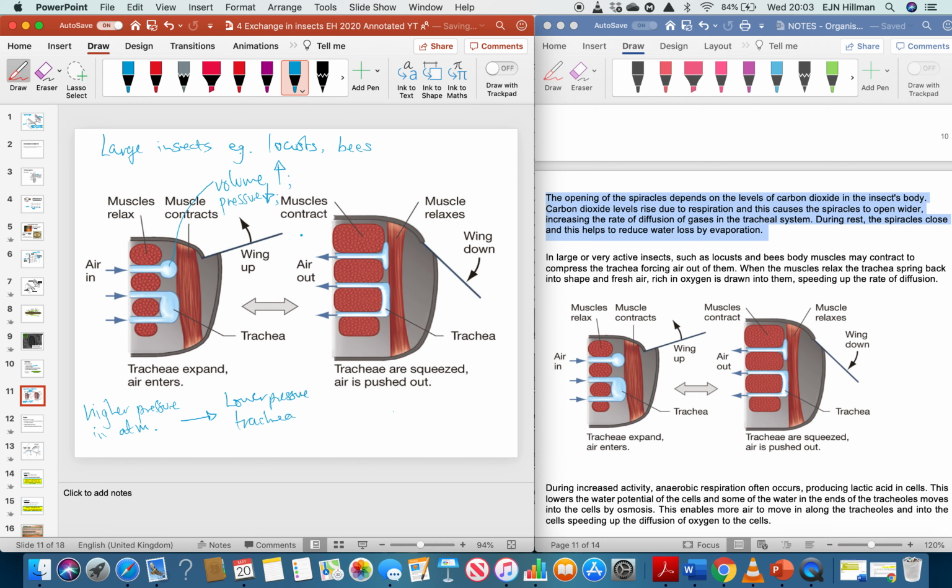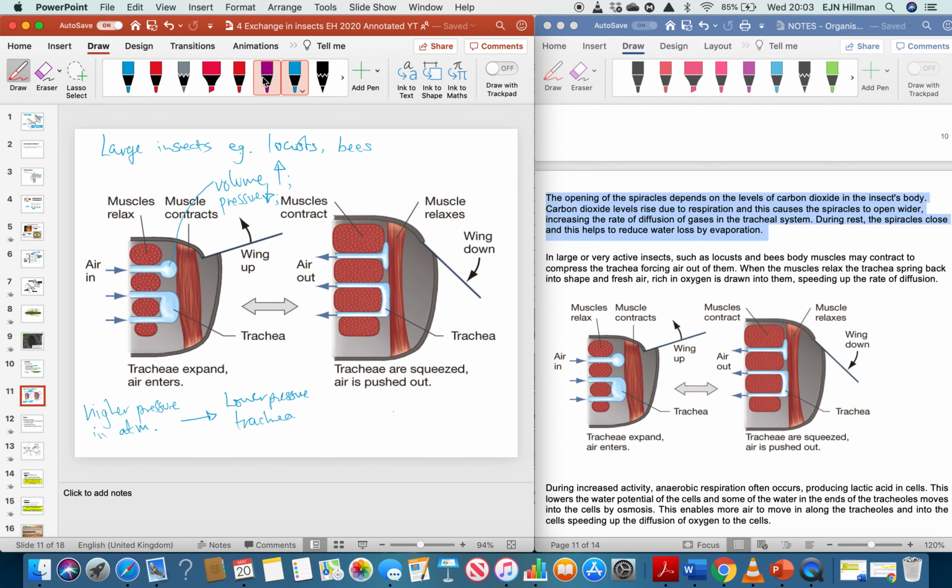This ventilation maintains a high concentration gradient of oxygen. So there is a higher concentration of oxygen in this air that just moved in from the atmosphere, and that oxygen can then diffuse into the muscles and be used for aerobic respiration. There is also a lower concentration of carbon dioxide in this air, lower than the carbon dioxide in the muscles, so the carbon dioxide moves that way.